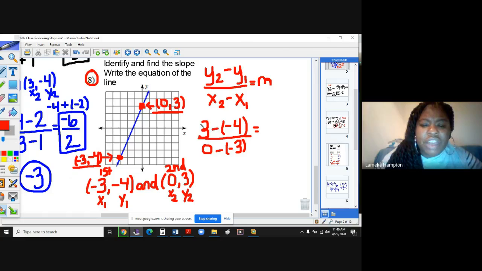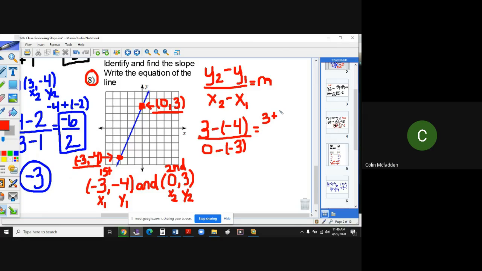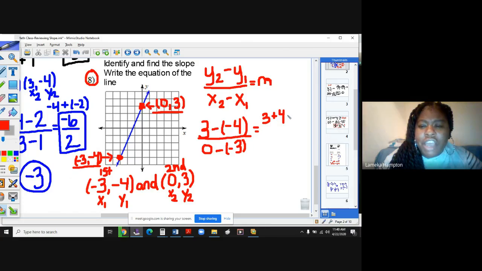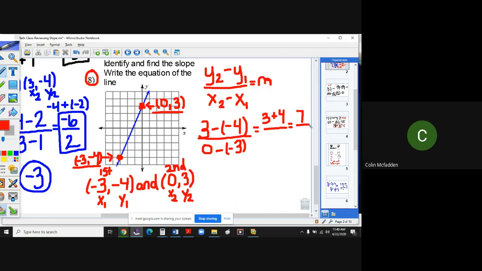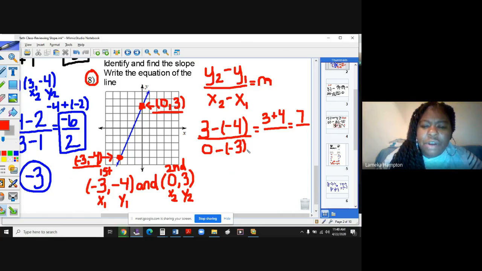Hopefully, I have enough room to do it down here. Anyway, I have 3 minus -4, which is the same thing as saying 3 plus 4, right? Because you keep, change, change. That's right. And then we know that that's equal to 7. Now, we have 0 minus -3. That's the same thing as saying 0 plus 3, which is 3.